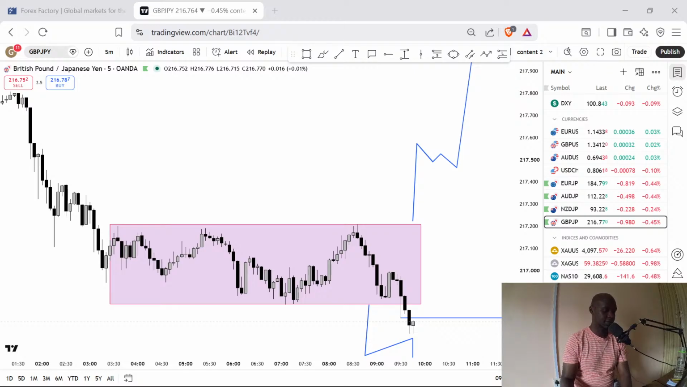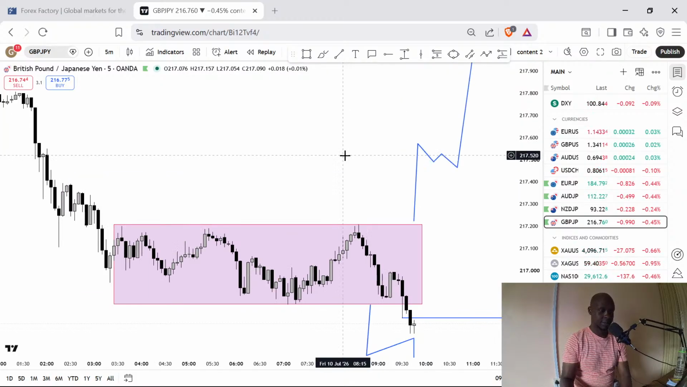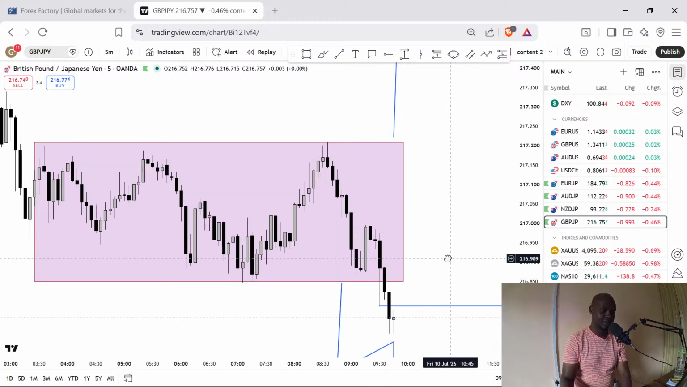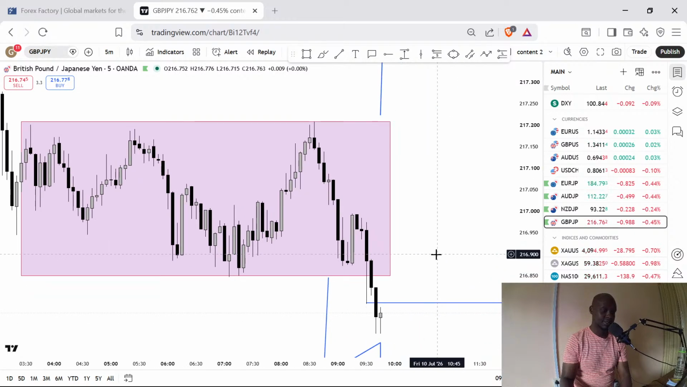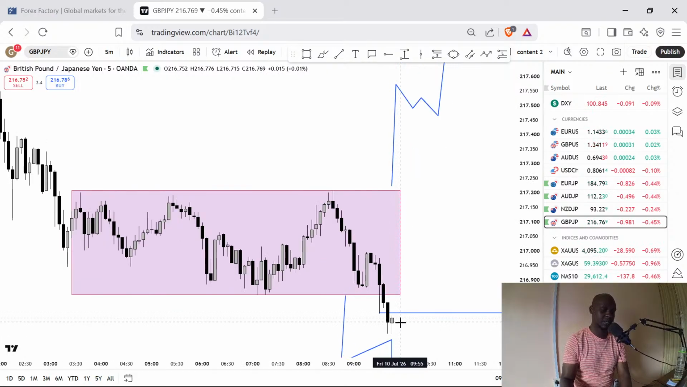I thought the sound was quite fine at the start of the stream. Now this candle seems like it might close in a way that is not convincing at all for me to look for shorts, but there is still a possibility of waiting for the next candle. I'm still waiting for the confirmation candle. It's always important to wait for the confirmation candle.